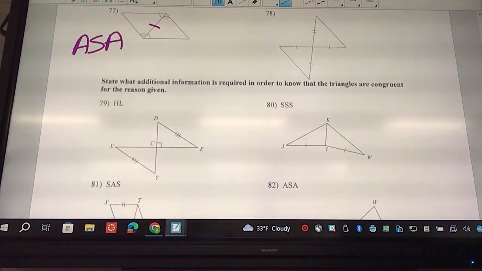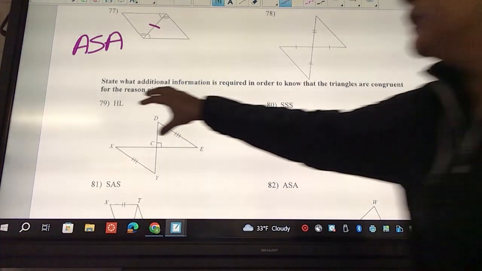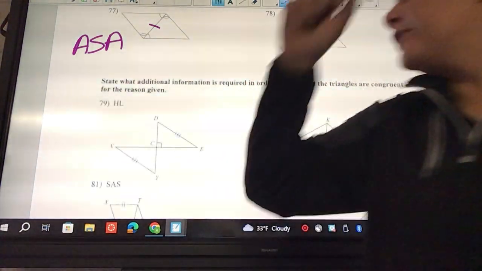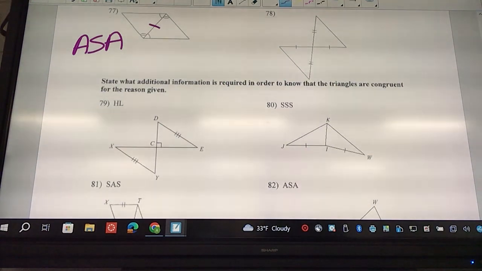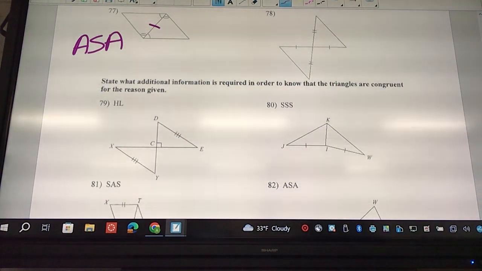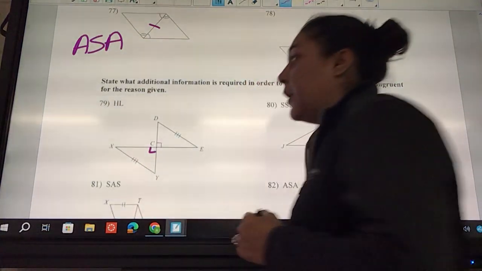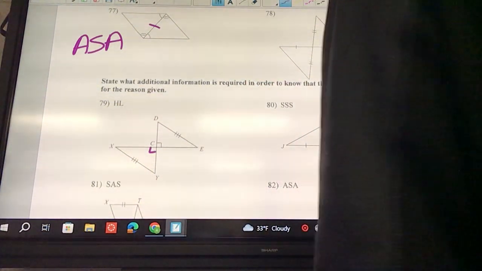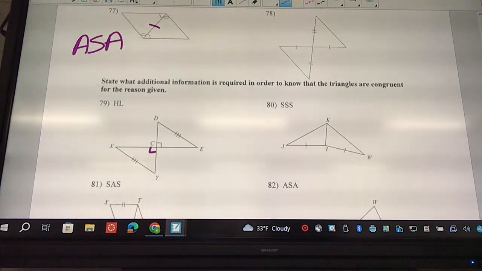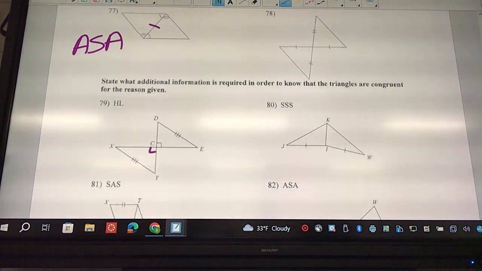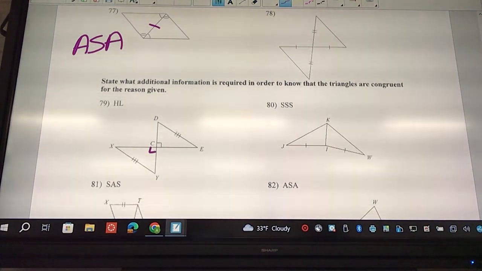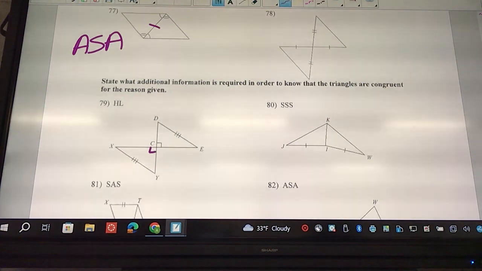Okay, these other ones, they're telling you that you need to do HL. So what else needs marked? Well, a right angle. The right angle does need marked. It's given that it's there, but we do need to mark the right angle. But there's not enough stuff to make that HL. What else would need marked? We got the right angle. What's the other two things we need? The leg. The leg and the hypotenuse is already up there.